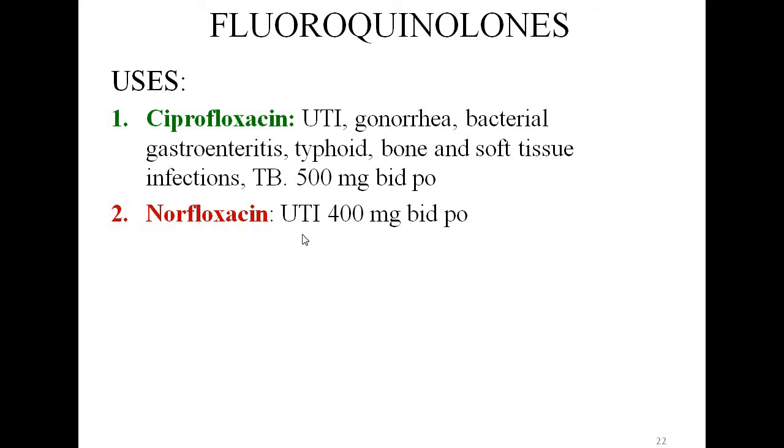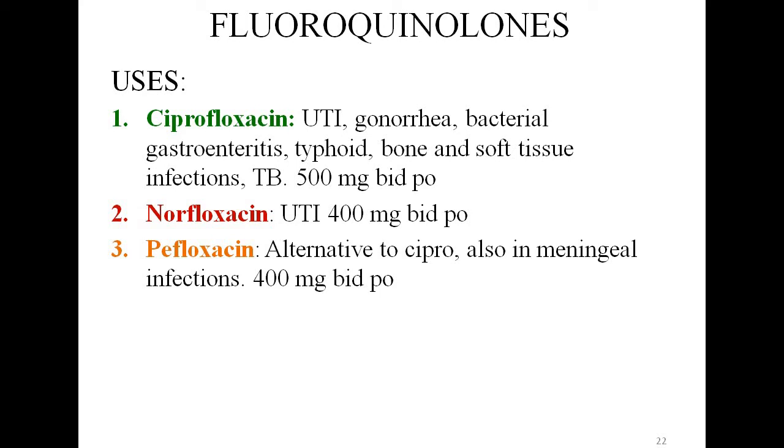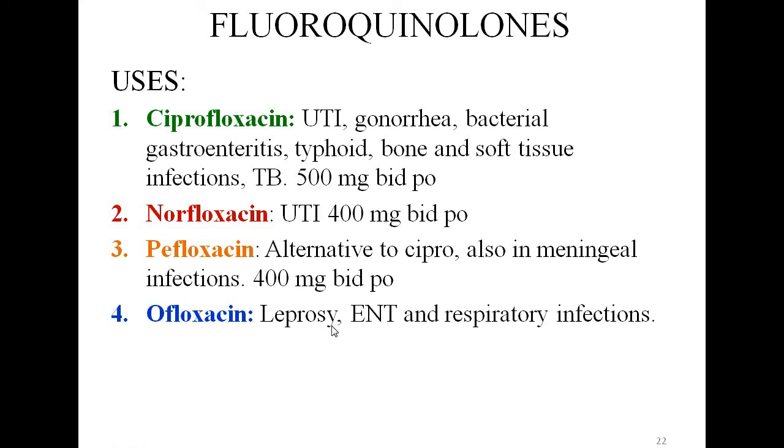Norfloxacin is almost exclusively used in the treatment of urinary tract infections. The usual dose is 400 milligrams per oral twice a day. Pefloxacin is used as an alternative to ciprofloxacin, so the uses are just like ciprofloxacin. That is, urinary tract infection, gonorrhea, bacterial gastroenteritis, typhoid, bone and soft tissue infections. Pefloxacin is also used in meningeal infections. The usual oral dose is 400 milligrams twice a day per oral.